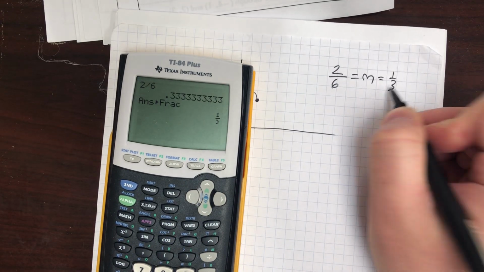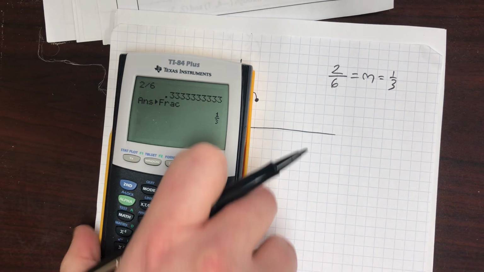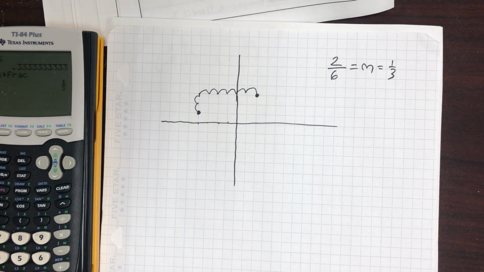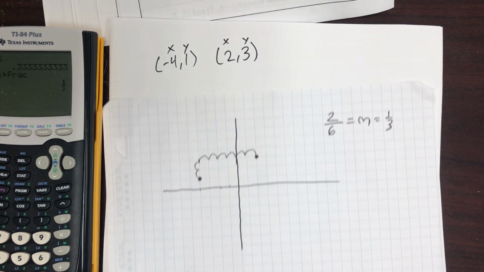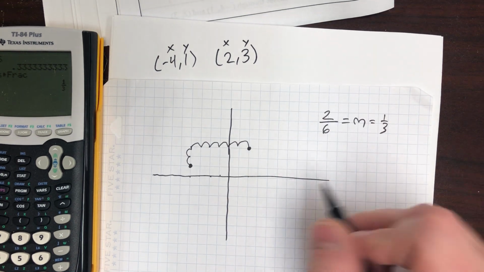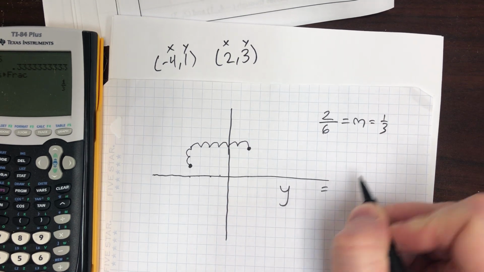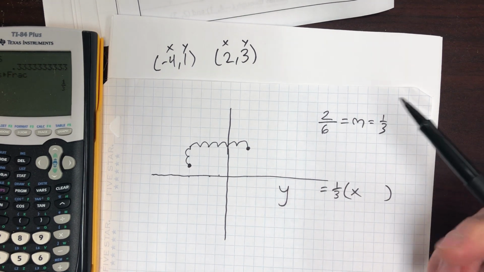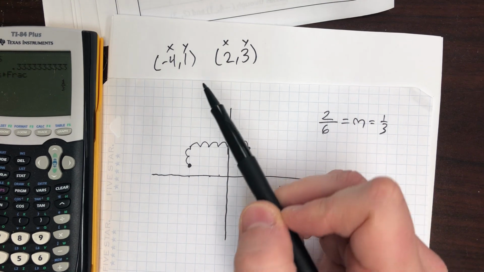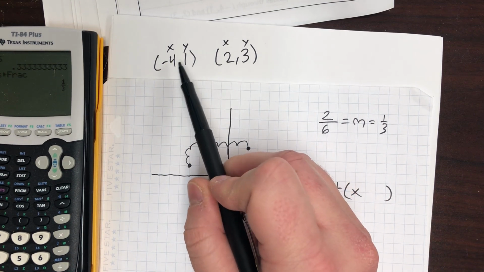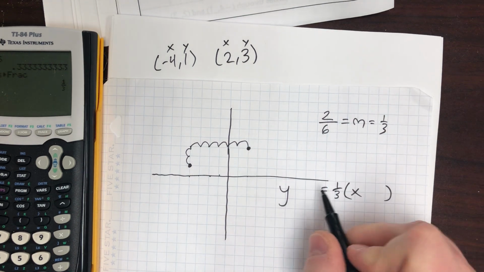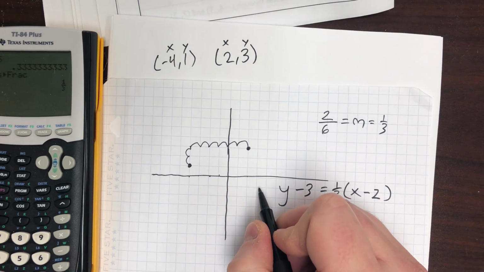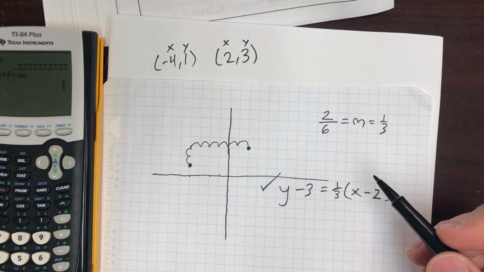So I already know, if I'm using what's called point slope form, now that I know my slope, I can say y, there's going to be something there, m is 1/3, x, and there's going to be something there. And all I got to do is take either one of these two points. It really doesn't matter. I'll take the 2, 3. Well, 3 was y, so y minus 3, x minus 2. This is an equation of this line.